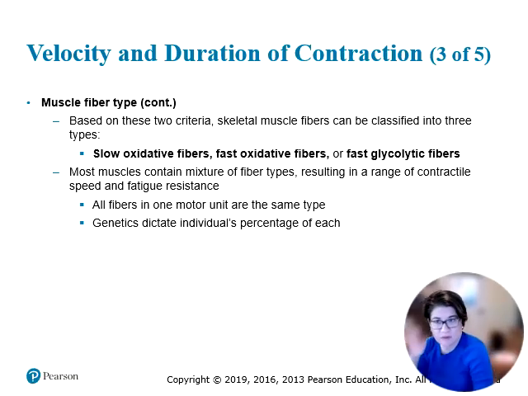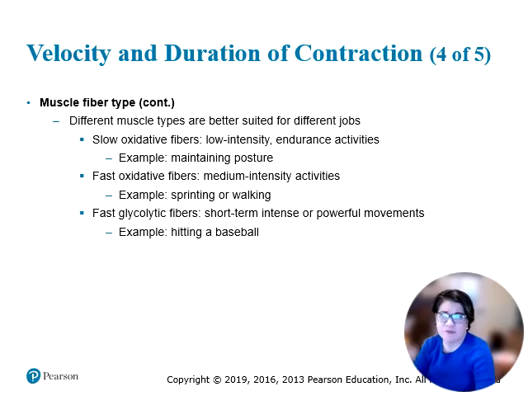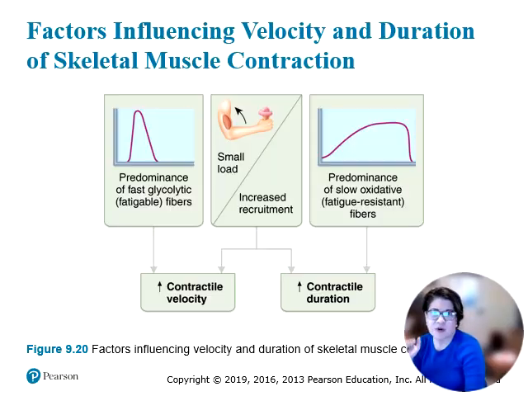And it just depends on the person's genetics. And you can have a mix of them too. So slow oxidative fibers, you are using them to sit in your chair. They are for endurance activities like marathon runners, maybe. And then fast oxidative are medium intensity, and then fast glycolytic are the short-term ones, which makes sense. Like that fits with what we learned in the last part.